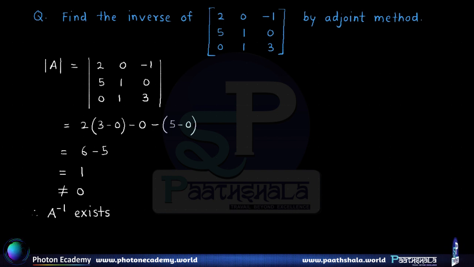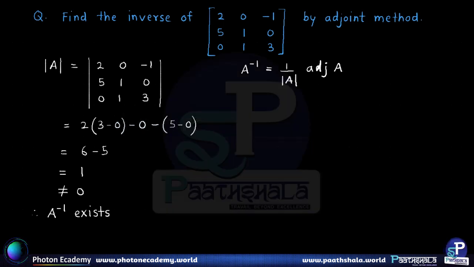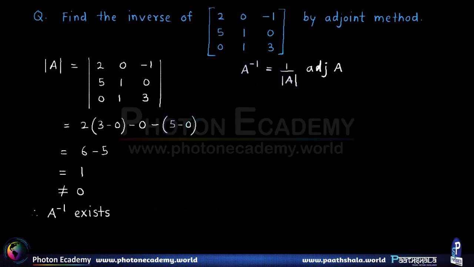Alright, and to write the formula for A inverse, we know that it is equal to 1 upon determinant of A into the adjoint matrix of A. Now let us recall the formula for calculating the adjoint. The adjoint of a matrix is nothing but the transpose of the cofactor matrix as per the definition of adjoint. So we have to first calculate the cofactors of all the elements, arrange them in matrix form and take its transpose, which is the adjoint.